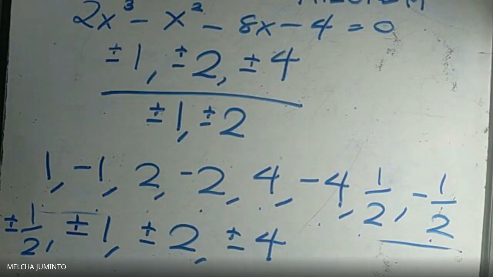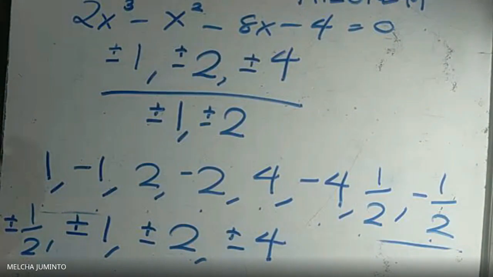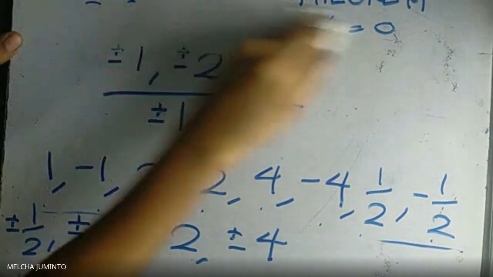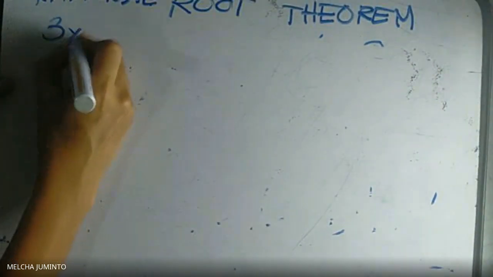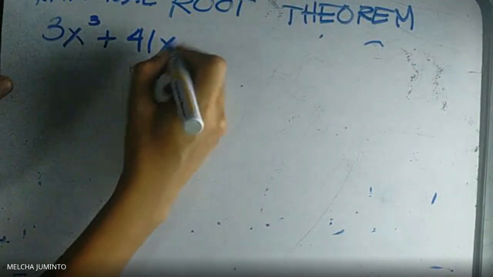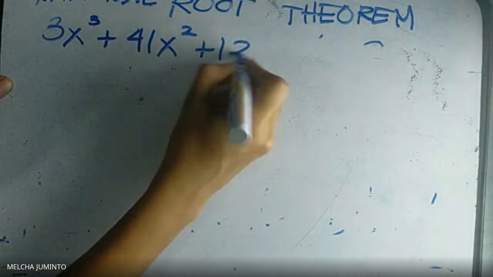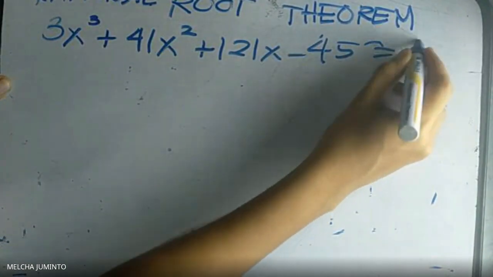For those who have a problem here in pairing the numbers, let us discuss example number 2. Same page. Let's see another polynomial. The polynomial is 3x cubed plus 41x squared plus 121x minus 45 equals 0.